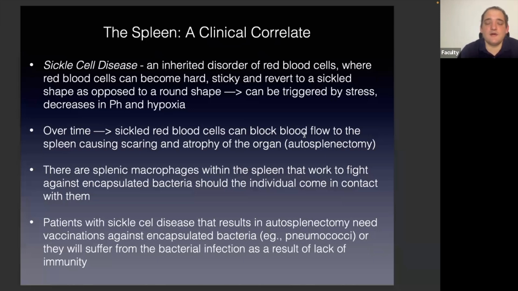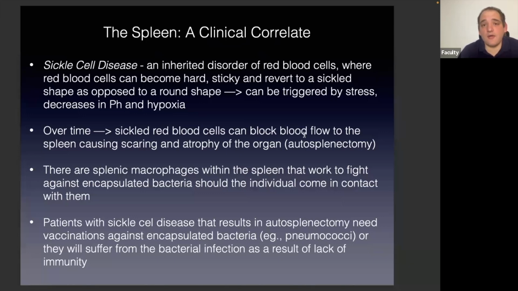So if you can imagine, you have millions of red blood cells coursing through your body. What happens if they become hard, sticky, and sickle shaped? They get stuck when they're moving through different areas. They get stuck. They're less able to carry oxygen. They're really less able to do what they're meant to do. So over time, especially if you have increased sickle cell crises, that's when an individual undergoes this type of stress, this hypoxia, decrease in pH, and you get that sickle shape.